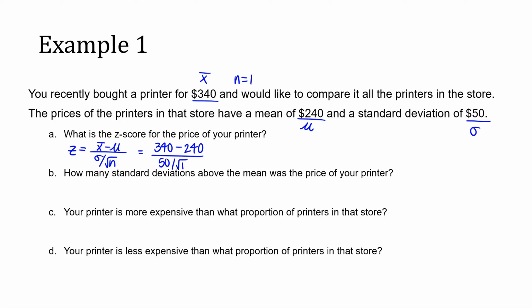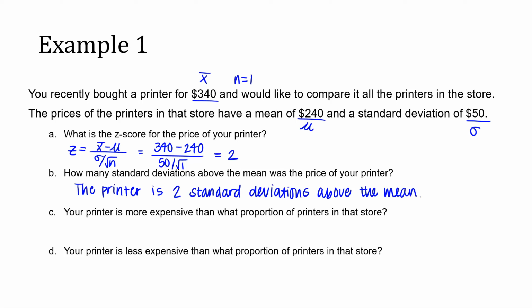So what does a z-score of 2 represent? It represents how many standard deviations a value is from the mean. So to answer letter B, how many standard deviations above the mean was the price of your printer? The printer is 2 standard deviations above the mean. C. Your printer is more expensive than what proportion of printers in that store?